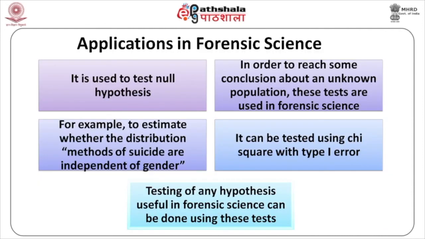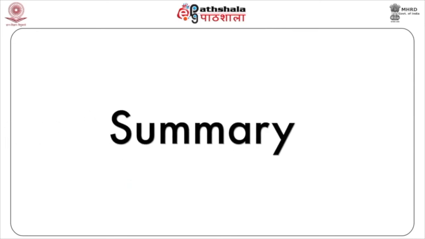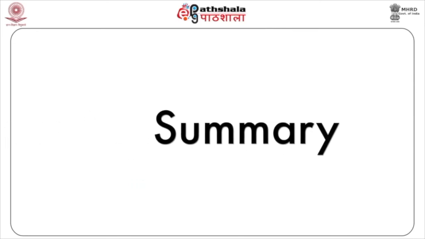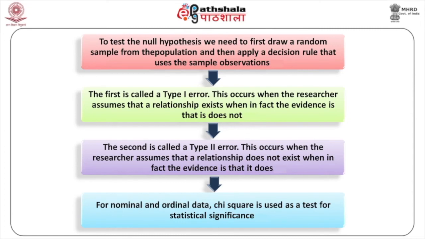Applications in forensic science. It is used to test the null hypothesis in order to reach some conclusion about an unknown population. These tests are used in forensic science, for example, to estimate whether the distribution of methods of suicide is independent of gender. It can be tested using chi-square with type 1 error. Testing of a hypothesis useful in forensic science can be done using these tests. To test the null hypothesis, we need to first draw a random sample from the population and then apply a decision rule that uses the sample observations.